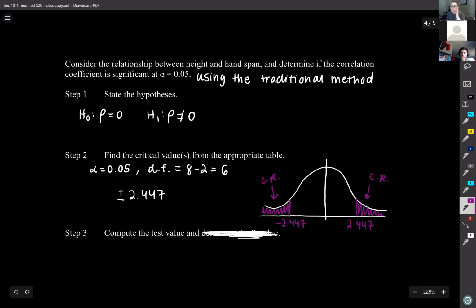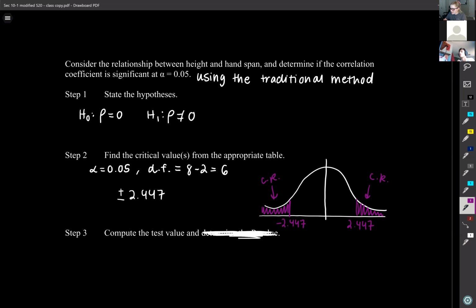And remember, the point of doing this is that the traditional method of hypothesis testing says if you compute your test value and it falls in either of the critical regions, then we get to reject the null hypothesis. So that is the point of drawing this out and looking at it, is that we can visualize what regions allow me to reject the null and what regions don't. So that's why I draw this out every time.